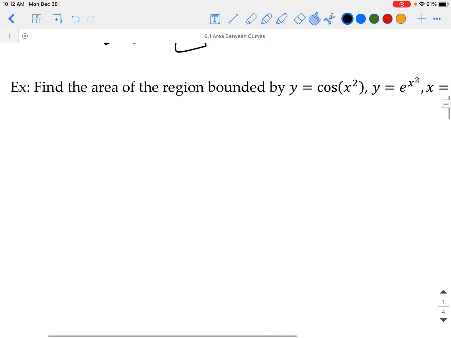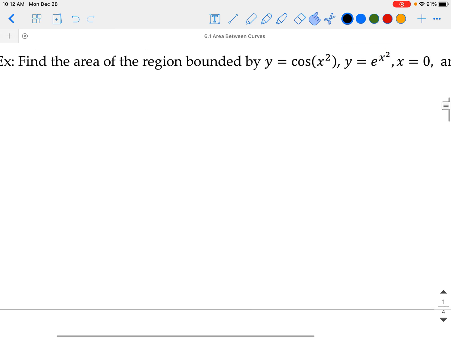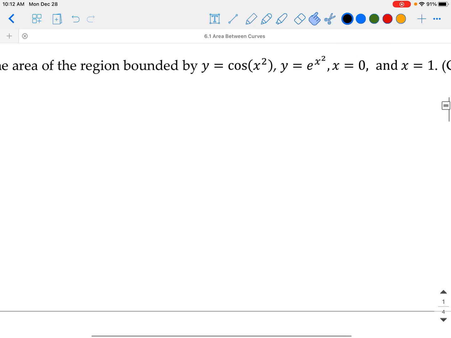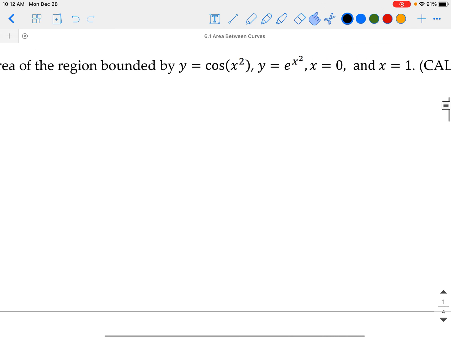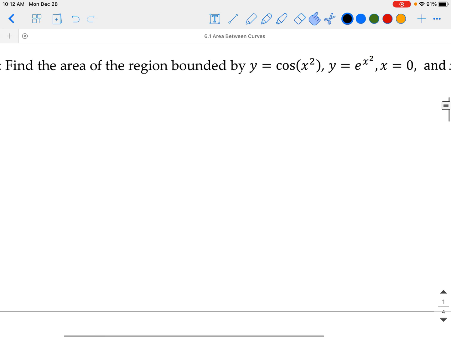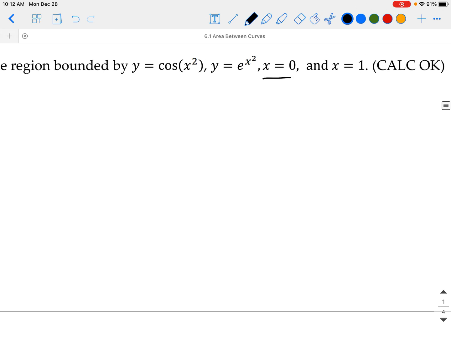All right, so for our second function, we've got cosine x squared, e to the x squared, x equals 0, and x equals 1. These are going to be functions that we can use our graphing calculators for. So if you have your graphing calculator with you, go ahead and graph both of these functions and set your window between x equals 0 and x equals 1.